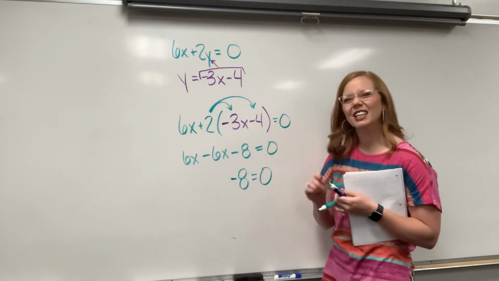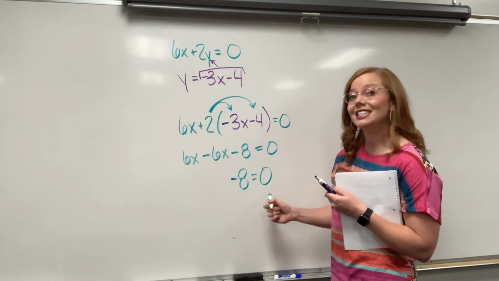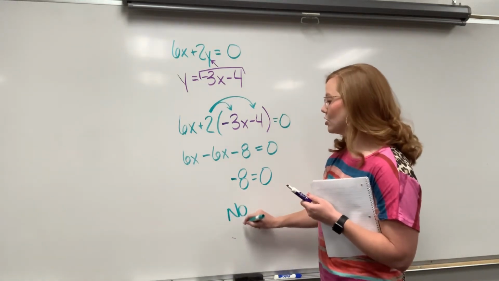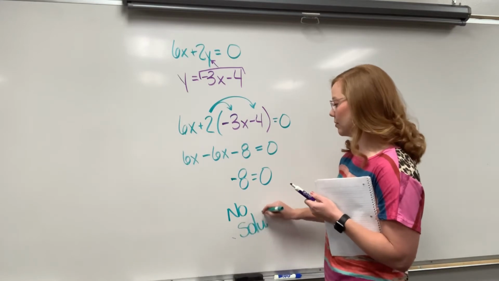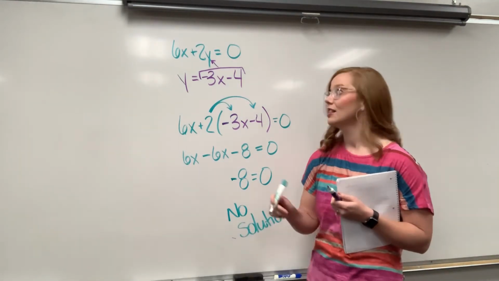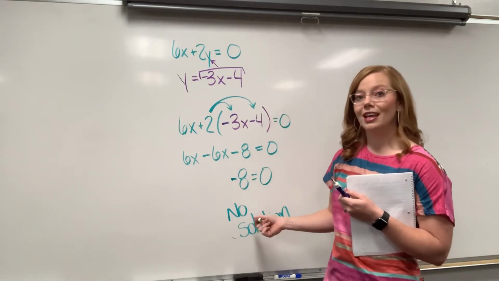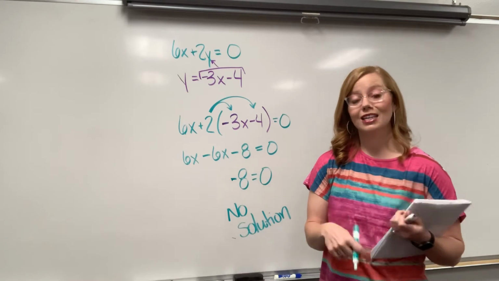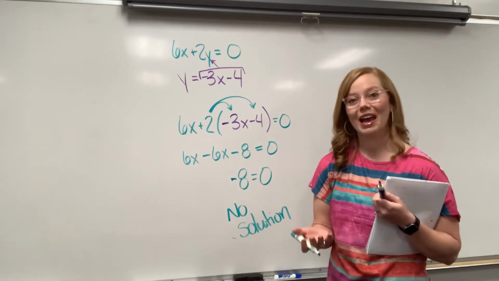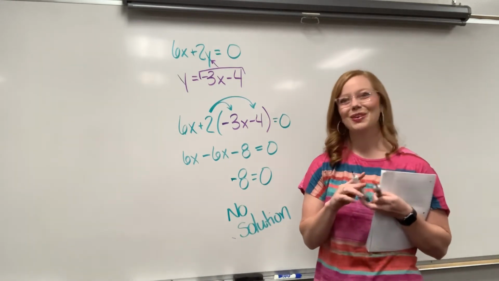Is that a true statement? No, negative 8 doesn't equal 0. Since this is not a true statement, that means that there is no solution. There is not an XY pair that could make both equations true. If we think back to yesterday's lesson, what would that mean about those lines? It means they're parallel. They have the same slope. They're never going to cross. No solution. Let's do one more together.